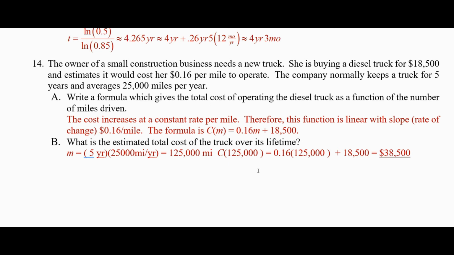What's the estimated cost over its lifetime? Well, 5 years times 25,000 miles per year is 125,000 miles. The cost of driving 125,000 miles, you can see by plugging in there, is $38,500. That's the cost of owning and operating the truck.